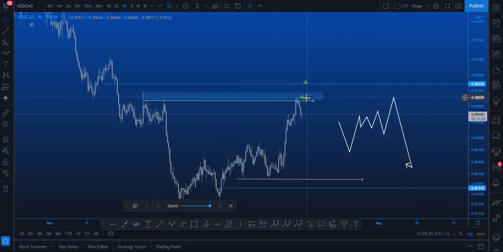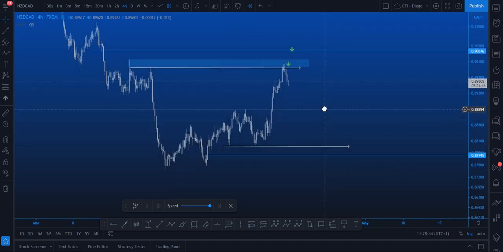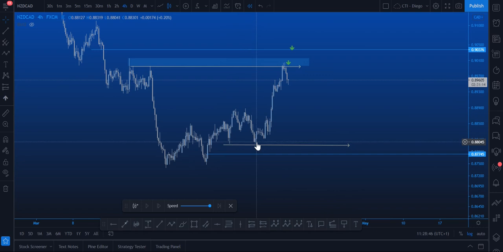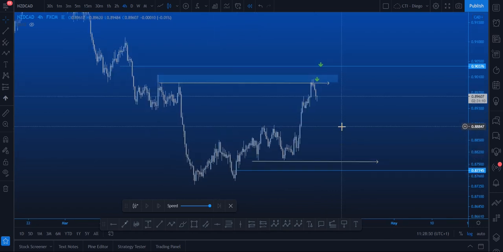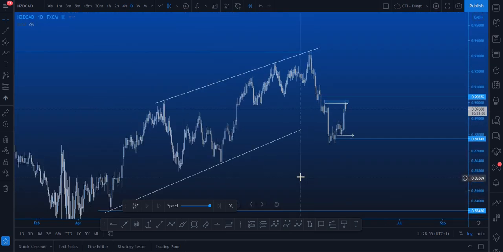So this is my plan A. Valid, fine, and my plan B is just above. So I'll be waiting on plan B for a potential entry. And where is my target? Below the equal lows on some unfilled liquidity. I'm just trading the same schematic over and over again on both sides. If we zoom out on the daily, we can actually see that.